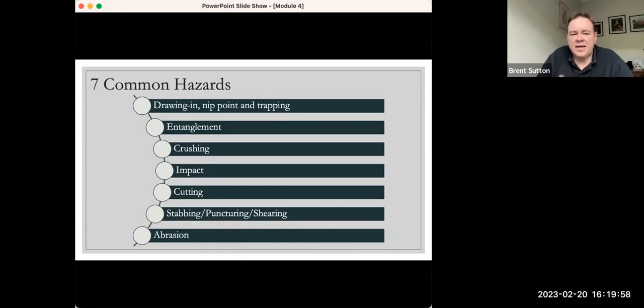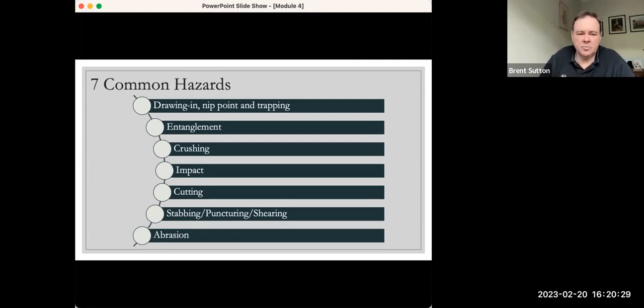If we understand that the physical harm can happen from one of 7 ways, then it means we can put a lot of direct focus into saying, are those hazards present on the machine? So those common hazards are the drawing in, nip point and trapping, the entanglement, crushing from the machine, being impacted by the machine, being cut from the machine, being stabbed, punctured or shearing, and the abrasion component.